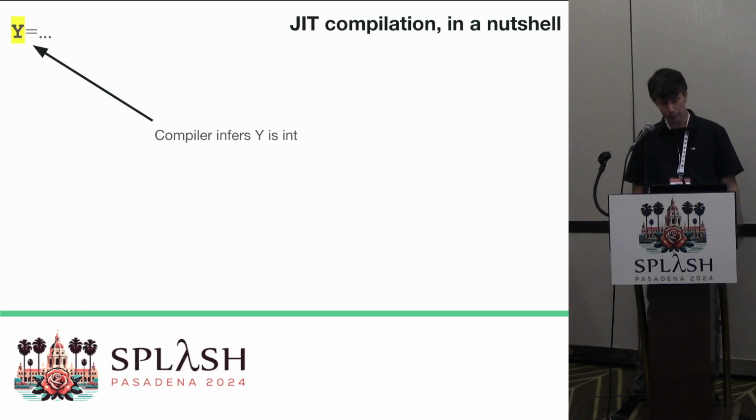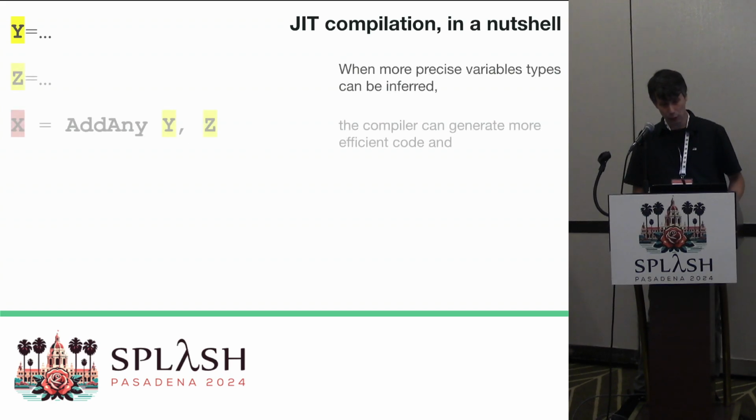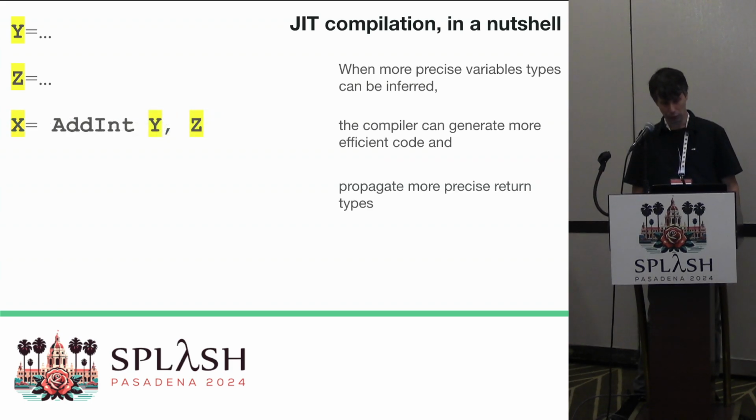Sometimes the compiler might be able to infer the type of some of the variables, be more precise, this integer in this case, for example, and then it will propagate this information and get more precise result types. So we can change the instruction to a more precise instruction. And if, on top of that, the type of the arguments match some native operation, we can also replace the generic operation at the native level with a more precise one.